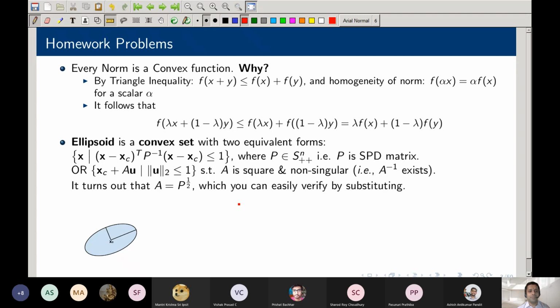Every norm is a convex function. Why? Okay, so anyone had any questions or any thoughts? Why is every norm a convex function? We discussed this in the setting of convex sets. But can we just extend that proof to convex functions? Yes.